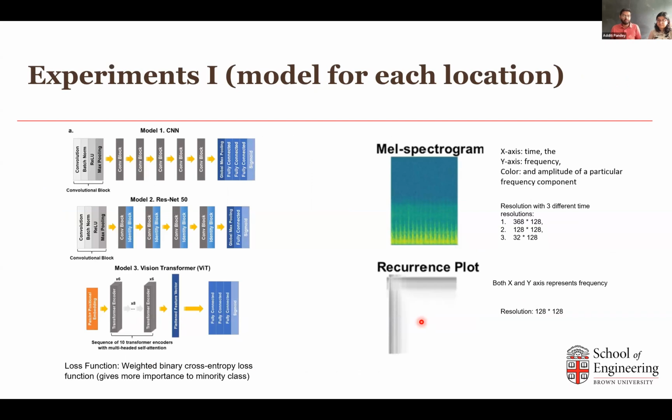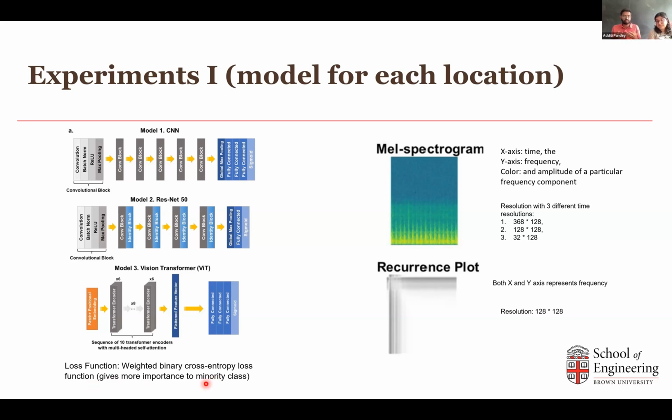So for this, the authors describe experiment one, where you model each location along the AVF. For this study, they considered three different models, which were a CNN, an ImageNet pre-trained ResNet 50, and the vision transformer. They studied these three models on two different pre-processing methods, which were the MEL spectrogram and the recurrence plot. The loss function used for the model training was the weighted binary cross entropy loss function.